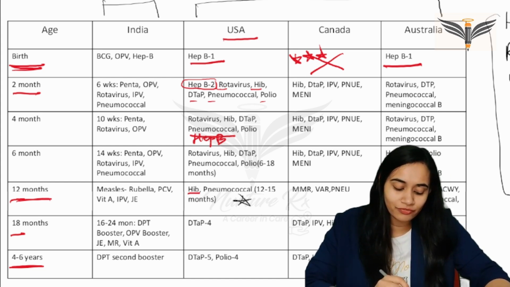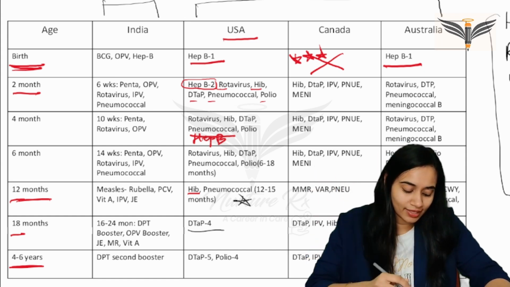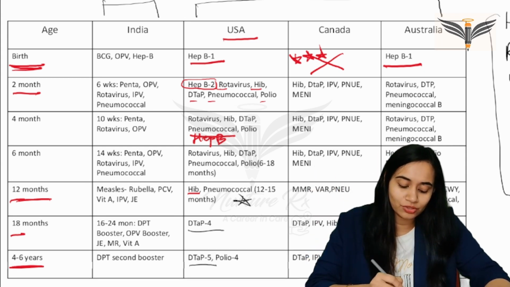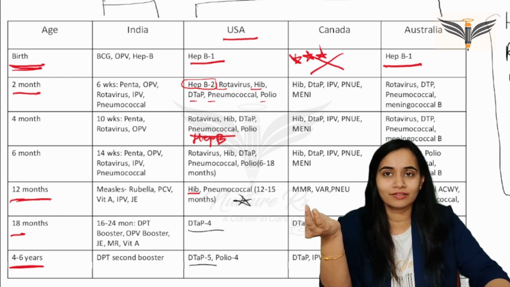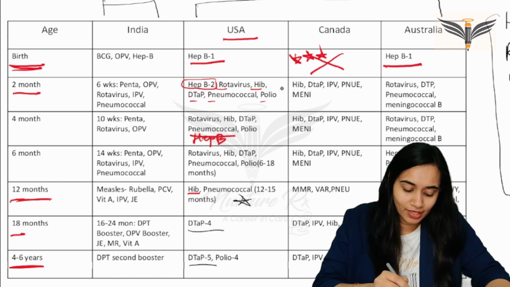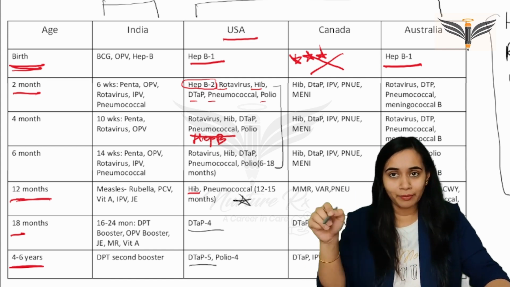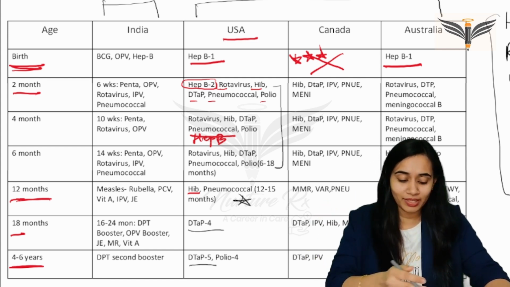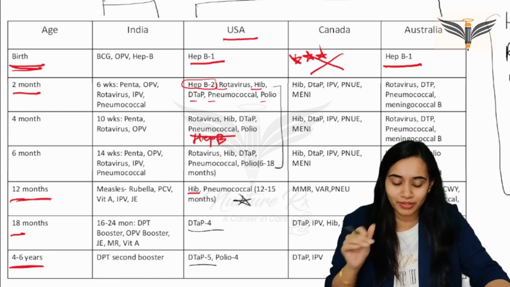At 18 months of age, DTP is given. DTP 4th dose. And again at 4 to 6 years, DTP dose 5 is given and a polio vaccine is given along with it. So what is the pattern that you have to remember? See, the mnemonic that we had, remember, it was applicable for 2, 4 and 6 months. Okay, without the M, without the meningococcal vaccine. So meningococcal vaccine is not there anywhere in the US schedule. This you have to remember.